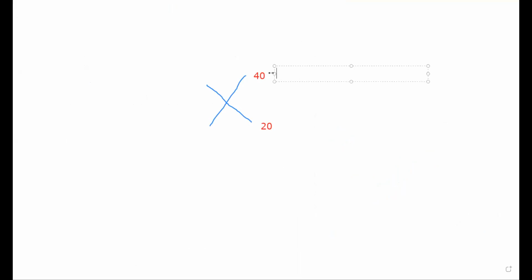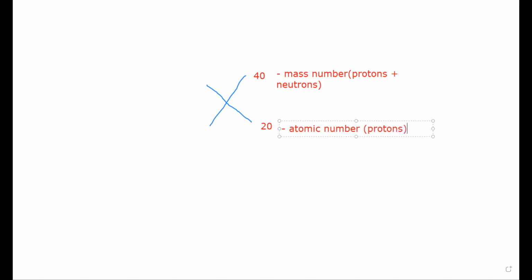Always remember the bigger number on an atom is the mass number, which is the number of protons and neutrons in any atom. The smaller number is what you call the atomic number. And the atomic number is the number of protons that you have in your atom. So that is what you call the atomic notation. All right, always remember, bigger number on the symbol is the mass number, smaller number is the atomic number.